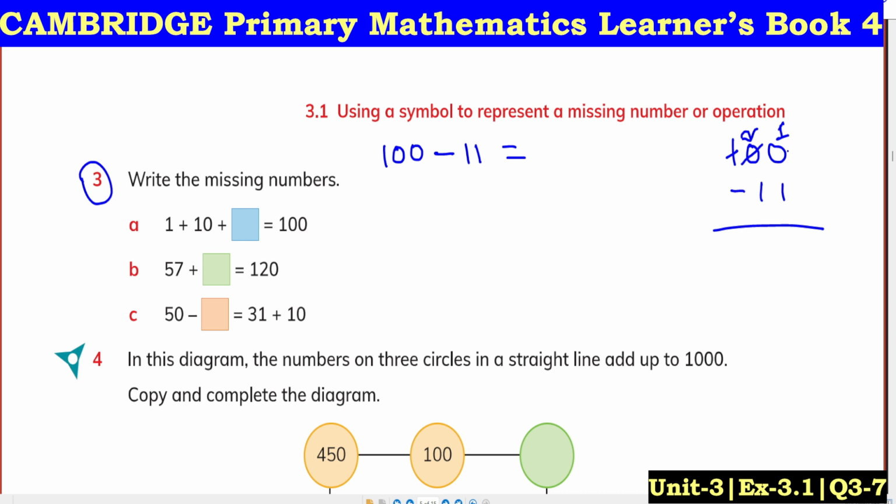So what will be happening in here? Here is a 10 minus 1, it's a 9. Now this 9, here was a 10, we already gave 1 in here, so now it becomes 9. 9 minus 1, it's an 8. I hope you cleared this one. 89. So here should be 89.